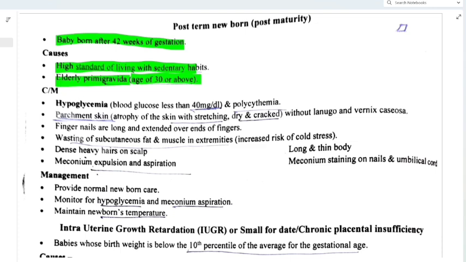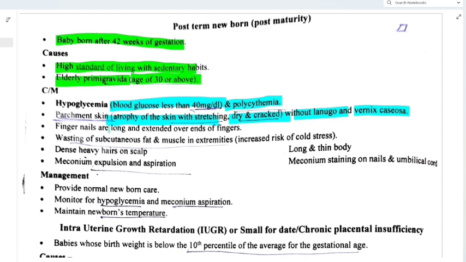Let's see the points. Hypoglycemia, that is blood glucose less than 40 milligram per deciliter, and polycythemia. Now coming to parchment skin. What is that? That is atrophy of the skin with stretching, dry and cracked, without lanugo and vernix caseosa. Okay, in a premature baby lanugo and vernix caseosa are present, but in a post-term baby lanugo and vernix caseosa will not be there. Skin will be dry and cracked. Also there will be atrophy of the skin with stretching.